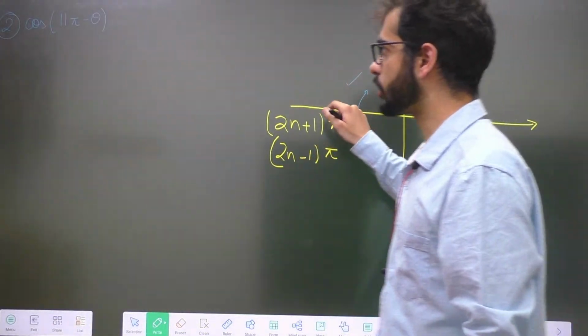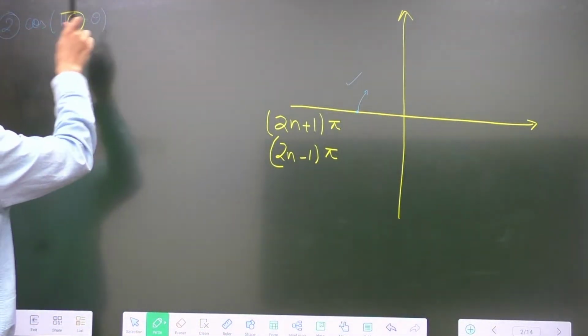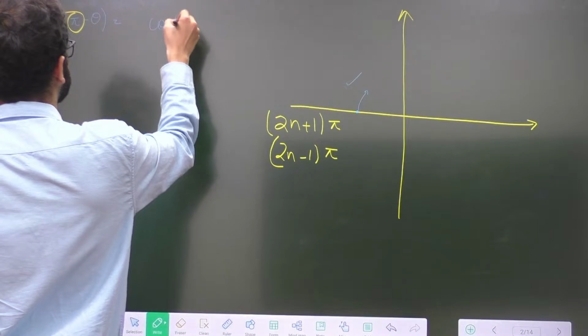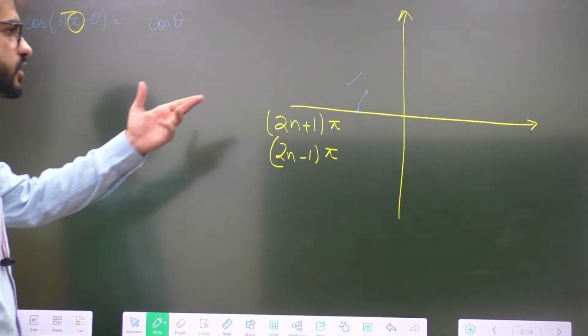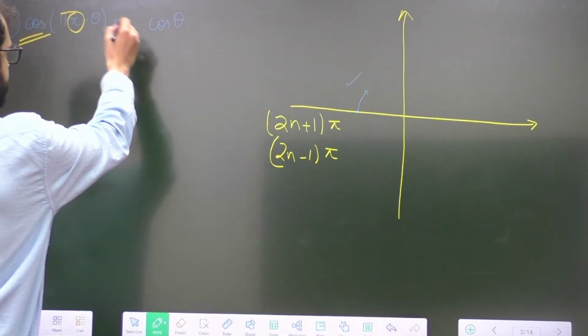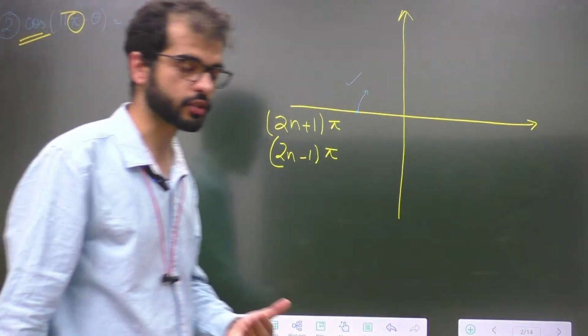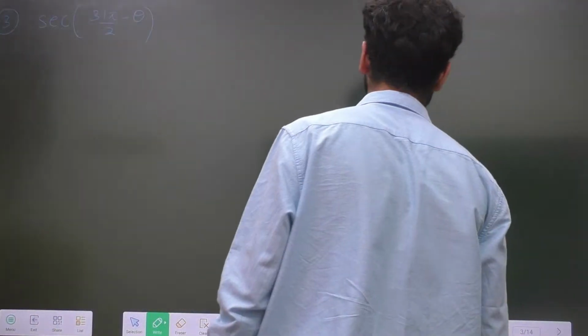If I am in the second quadrant, then let's have a look at the question. Since it's a multiple of pi, cos will remain cos theta. In the second quadrant, what's the sign of cos? It is negative. So I'm going to put a minus sign over here. Cos of 11 pi minus theta can also be written as minus cos theta. Let's move forward to the next question.